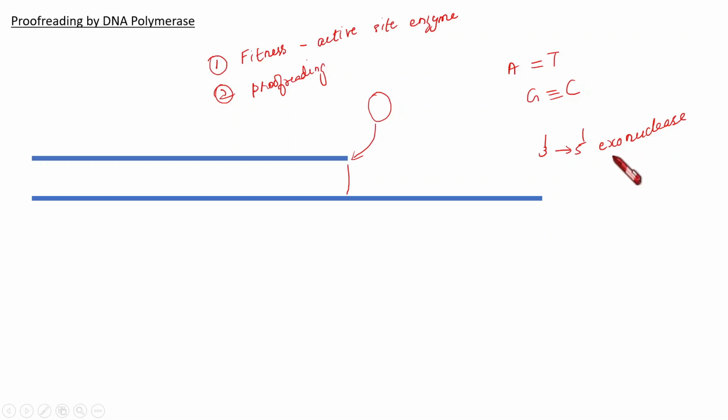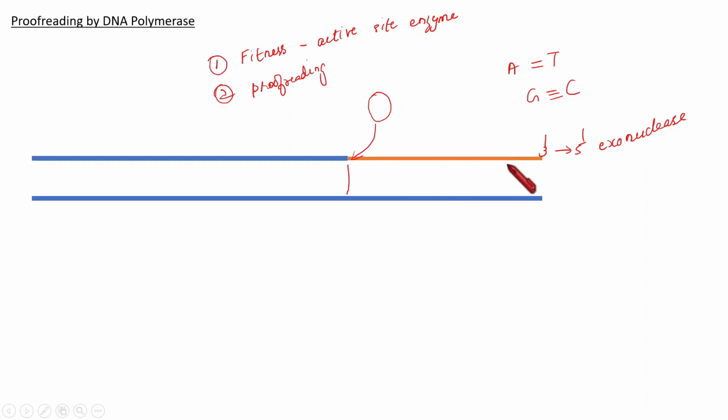That means it can cleave the wrongly incorporated nucleotide in the last step of addition. Only the last step. It can't cleave any other nucleotide from the innermost region. It can remove only the last nucleotide added to the growing chain. So in that way, it can do proofreading. Then in that way, it completes the daughter DNA strand synthesis.